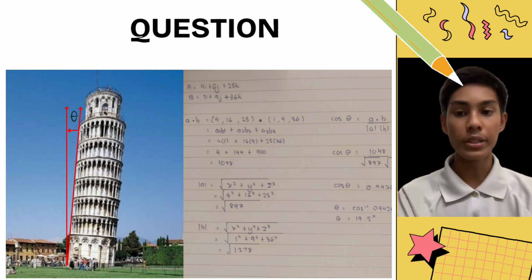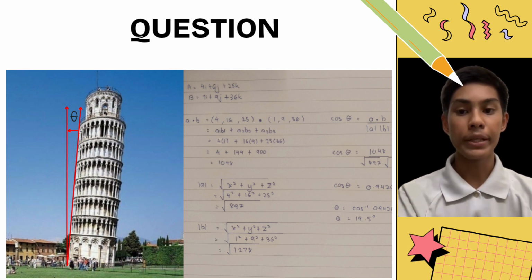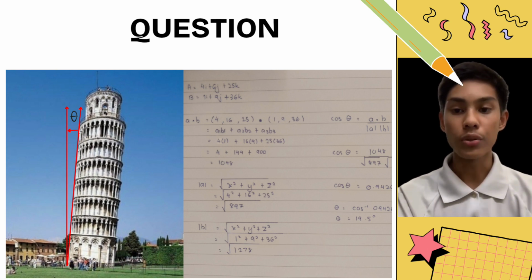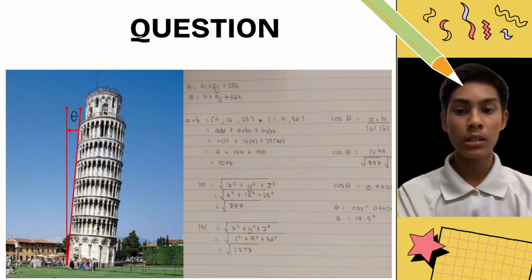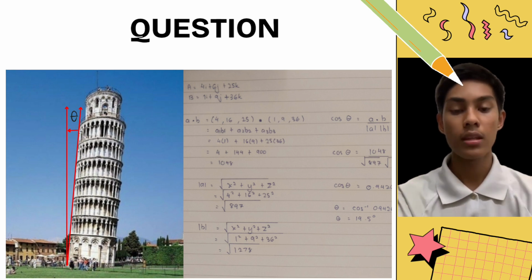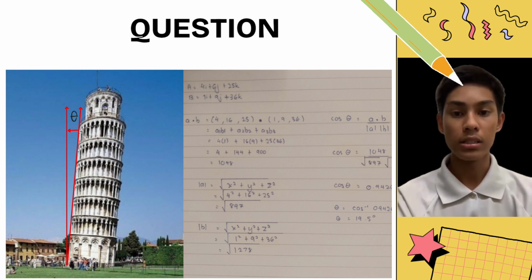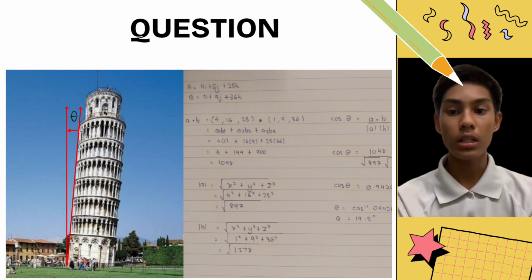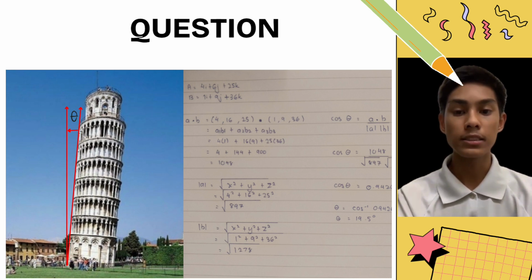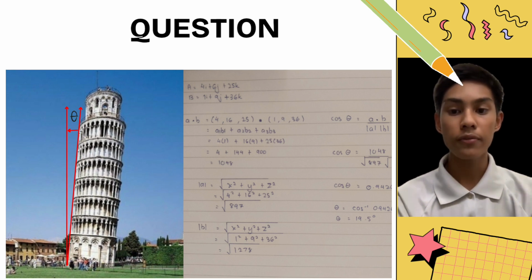Next, to find magnitude A and magnitude B, we should use the formula square root of x squared plus y squared plus z squared. So the magnitude of A equals the square root of 4 squared plus 60 squared plus 25 squared. Using the calculator, you should get square root 897. The magnitude of B equals the square root of 1 squared plus 9 squared plus 36 squared, and using the calculator, you should get square root 1378.